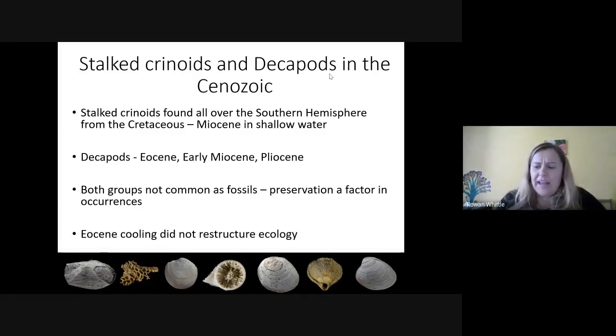And in some of the localities, including the Seymour Island localities, the numbers of them suggest that preservation might be a factor in their occurrences. It might be some sort of exceptional preservation going on at this site. But overall, we can say that this Eocene cooling did not seem to restructure the ecology.